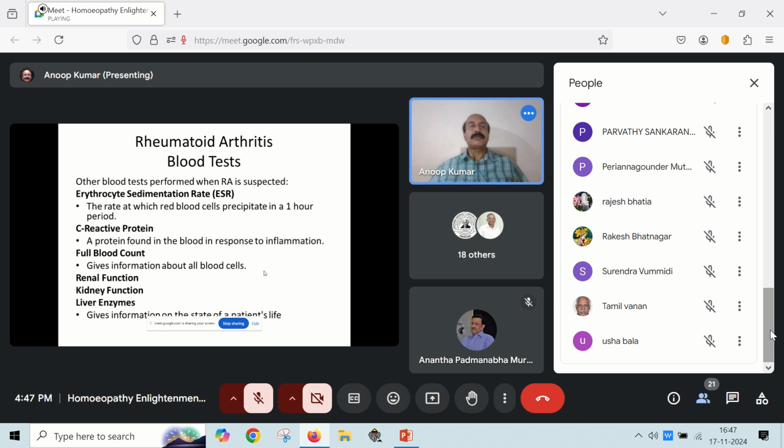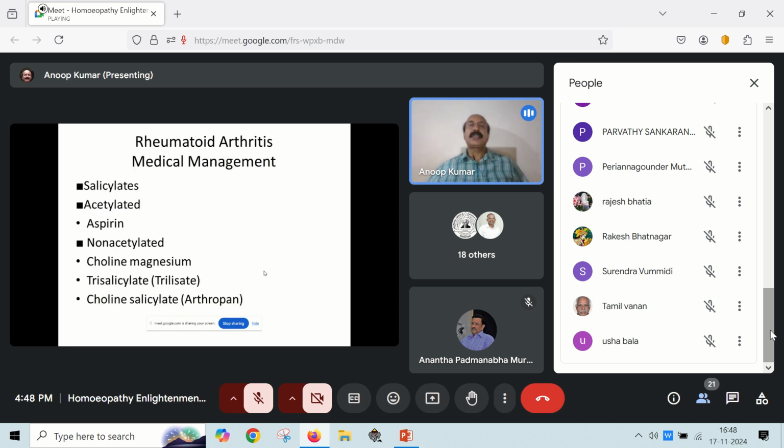Then the full blood count gives information about all blood cells, which you can check. Then renal function, kidney function, and liver enzymes also give you some information, about the state of the patient's health. So these blood tests are also indicators for rheumatoid arthritis.